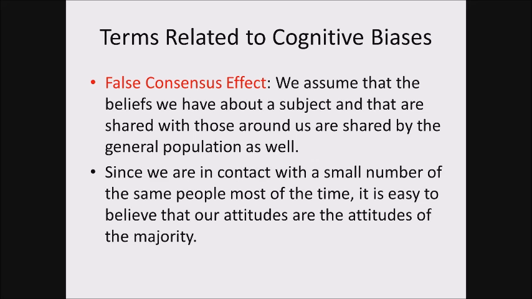False consensus effect tells us that the beliefs that we have on a particular subject, the attitude that we hold, is also held with those around us. Therefore, everybody must think that way. All right, it's a false effect, because just because you and those people around you feel a way about something does not mean the majority of people do. And these are all sort of fallacies. We'll talk more about fallacies later, but they're false things that you have to be careful not to fall into when you're doing your own research and your own writing.